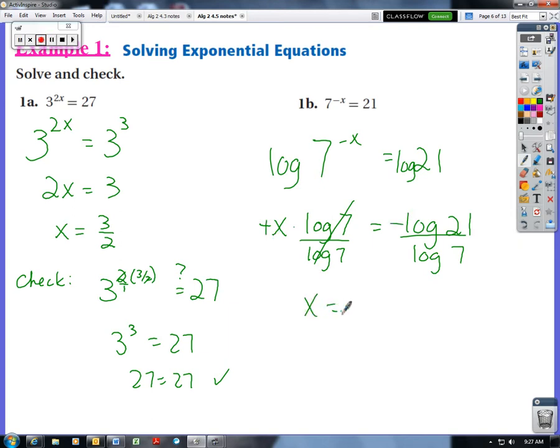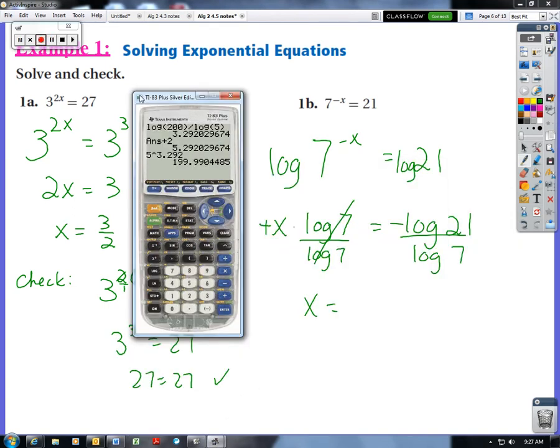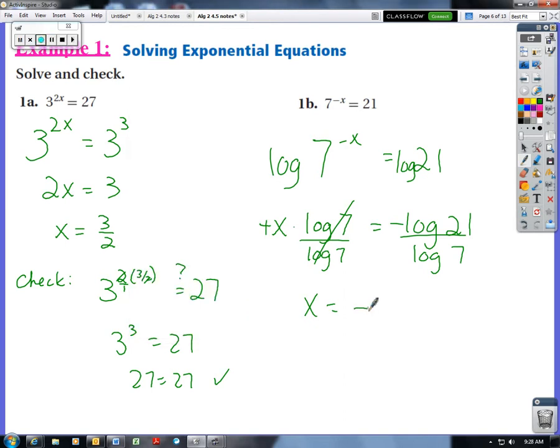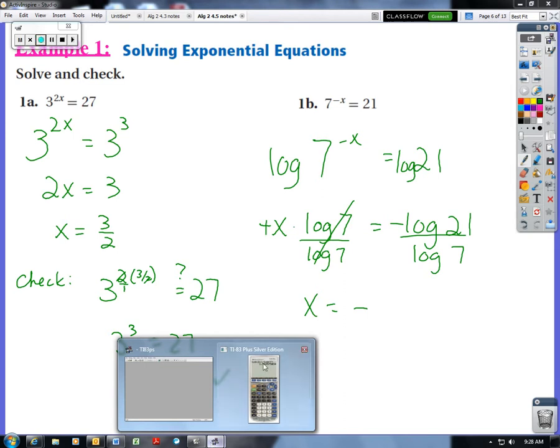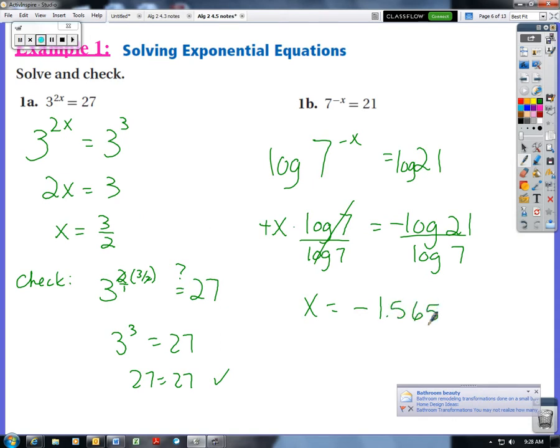And then we go to our calculator. Clear that. So we're going to have log of 21 divided by log 7. Okay, and then it's going to be negative because there's a negative at the front. 1.565.